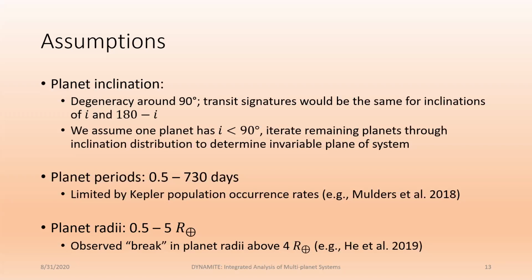For the planet periods, we assume planets can be found between orbital periods of 0.5 to 730 days. These are limited by the constraints on the Kepler planet occurrence rates. For the planet radii, we work with the sub-gas giant population of planets up to 5 Earth radii. There is an observed break in the planet radii above 4 Earth radii, which suggests a different model might better fit that subsample. Therefore, we currently disregard systems containing planets larger than 5 Earth radii.